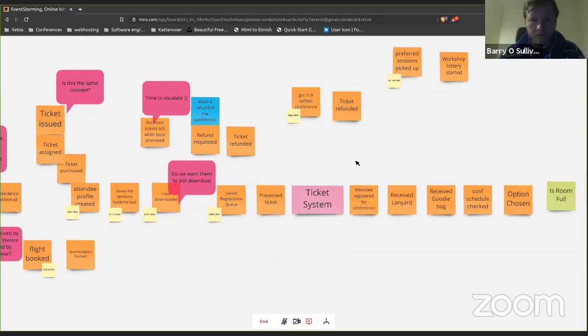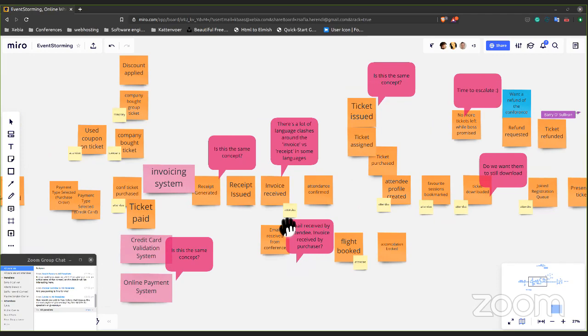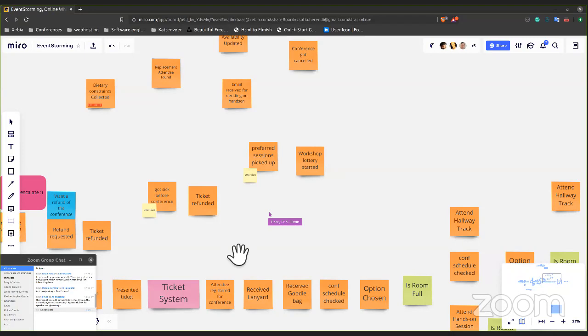Not exactly. I was referring to this lottery going on with DDD Europe when you don't have enough space for everyone to attend the workshops. You have to pick your preferred sessions in advance, and then there's a lottery and you will be assigned a workshop. You need to order by preference what kind of workshop you would like to attend, and then the system will decide for you, actually.